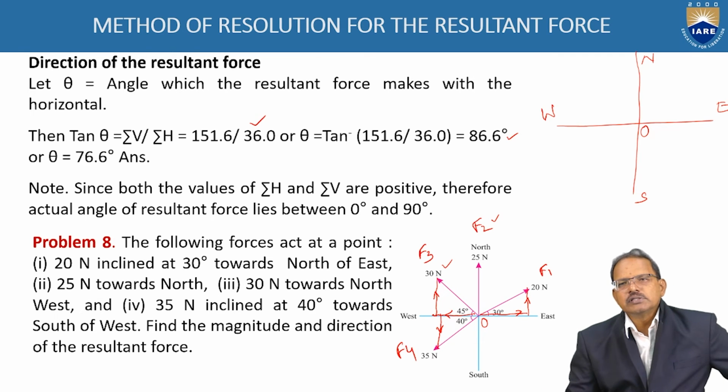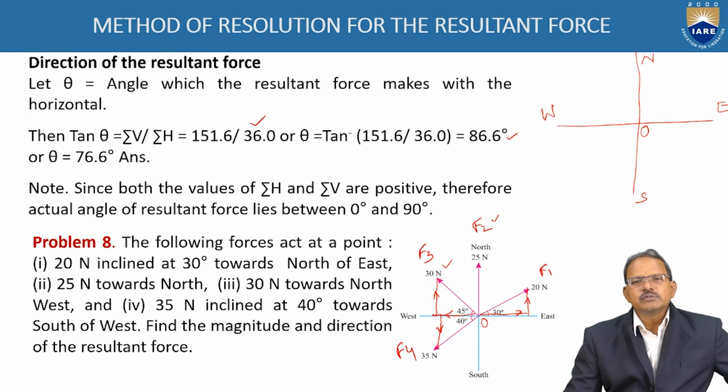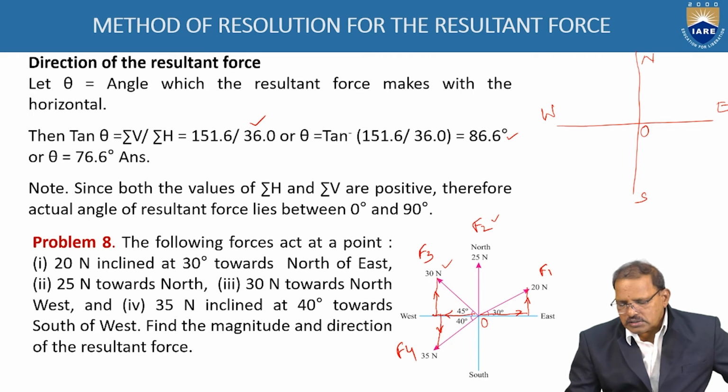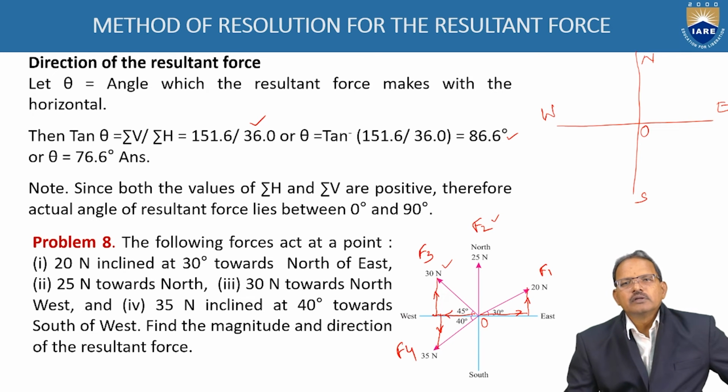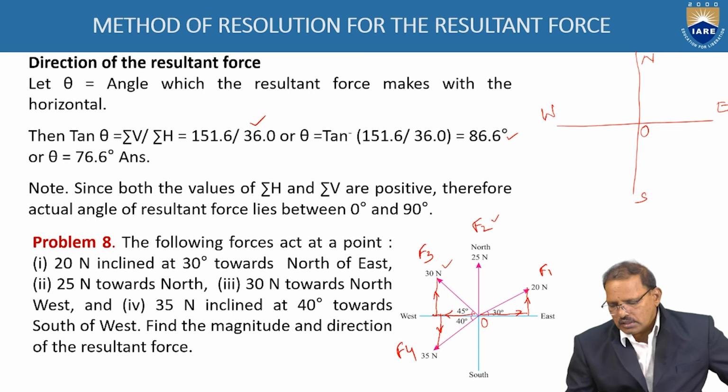Now the sum of the components of forces which are acting along the x direction is equal to F1 cos 30 degrees, plus F2 cos 90 degrees, minus F3 cos 45 degrees, minus F4 cos 40 degrees. The sum is treated as the component of the resultant of F1, F2, F3 and F4 forces along the x direction.